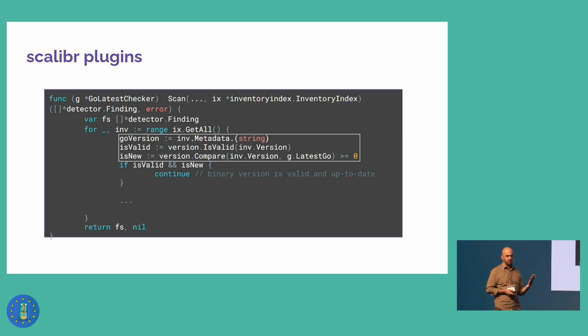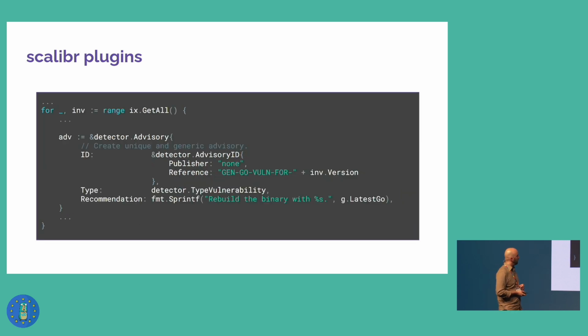Otherwise, we have an issue, so we should create a finding. First, let me just create an advisory. The advisory is very simple. We're going to create some advisory ID. We don't have any particular CVE in mind, so I'm just going to satisfy the API here.